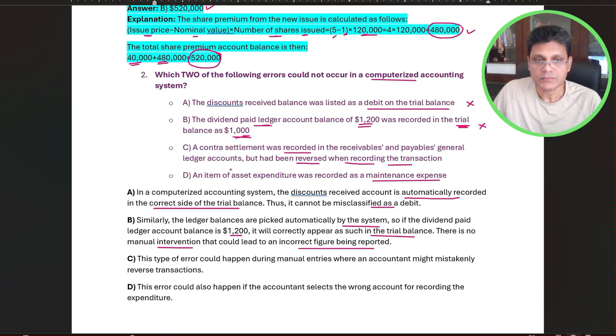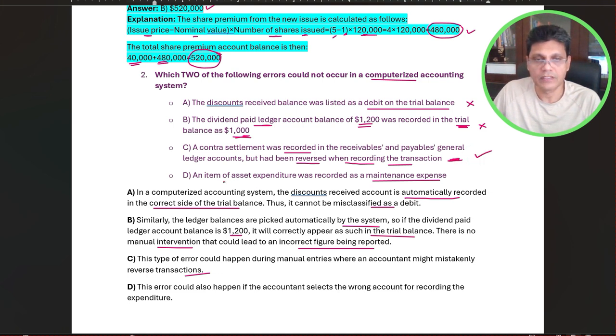Third one, a contra settlement was recorded in the receivables and payables general ledger accounts but had been reversed when recording the transaction. When the accountant records this kind of transaction, he might make mistakes. This type of error could happen during manual entries where an accountant might mistakenly reverse the transaction. So these kind of entries could happen.